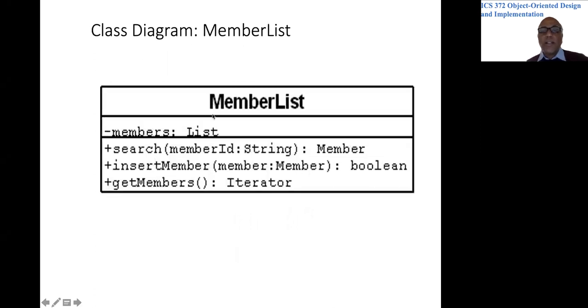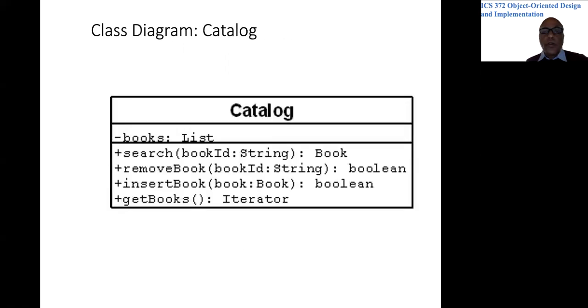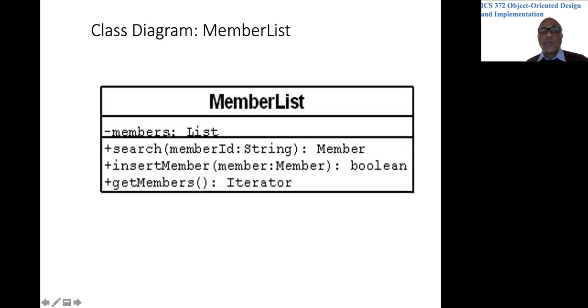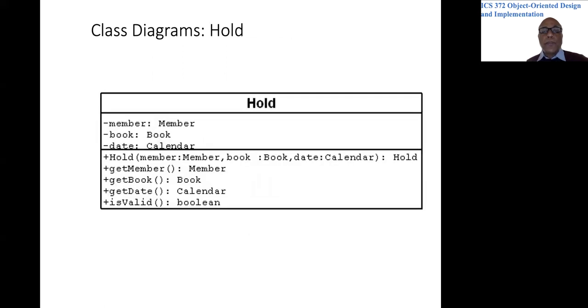Member list is very much like a catalog. We have three methods. We don't have the delete member functionality, so there is no such method. Whereas if you look here, for the catalog, we have a remove book. There is no such thing for a member. And we have to store the members. Again, we chose it as java.util.List. Hold has to store a reference to the corresponding member object and book object and the last date for which this hold is valid.